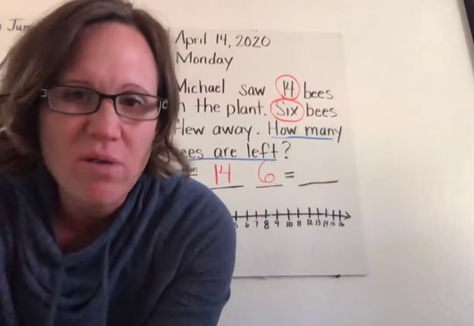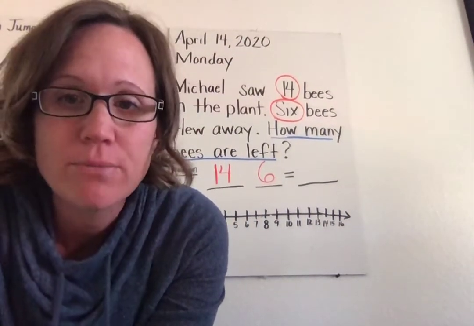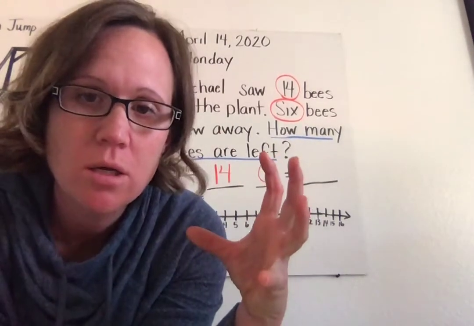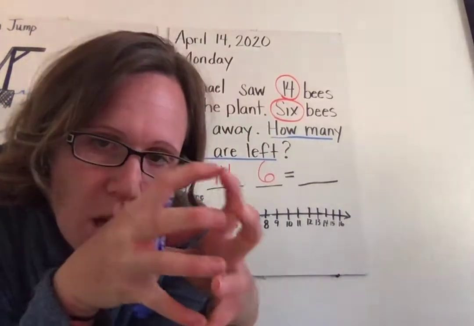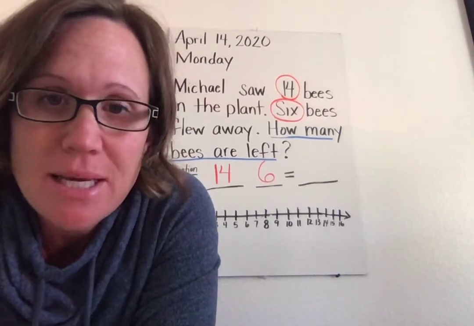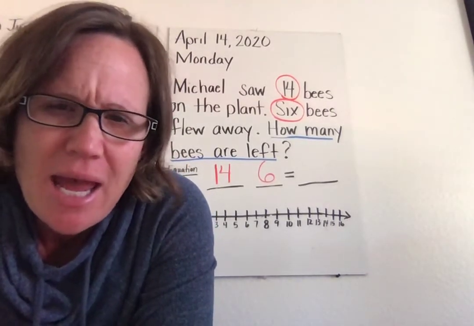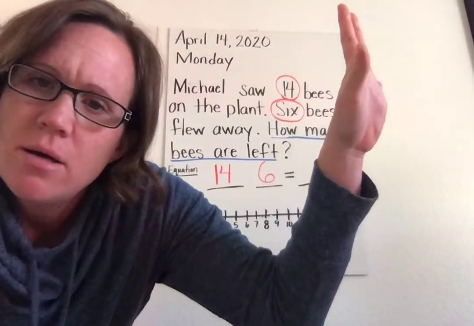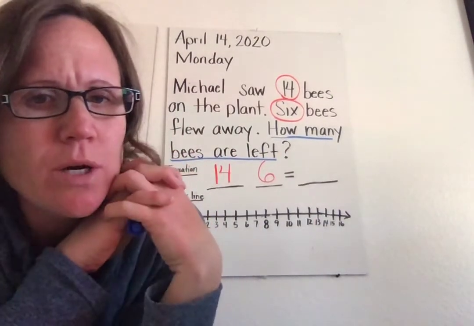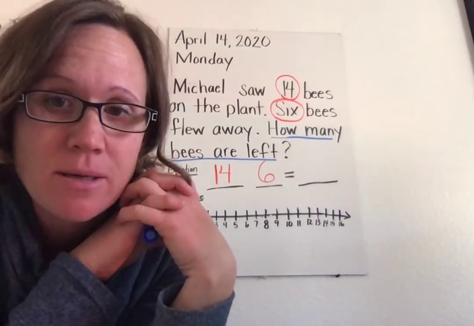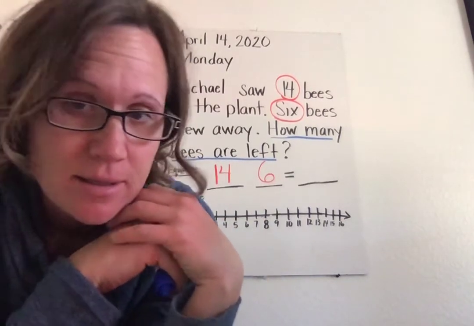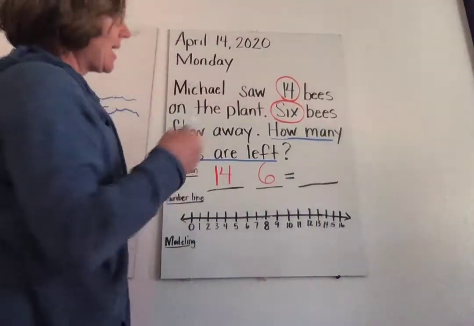We need to figure out if this is an addition or a subtraction problem. Remember, addition problems make things bigger. Subtraction makes it smaller. So, if we're looking at Michael seeing 14 bees on a plant, and then 6 flew away, are we going to be adding those two numbers together? Because our question says how many are left. The important word in there that we need to remember is left. Okay, so how many are still on the plant?